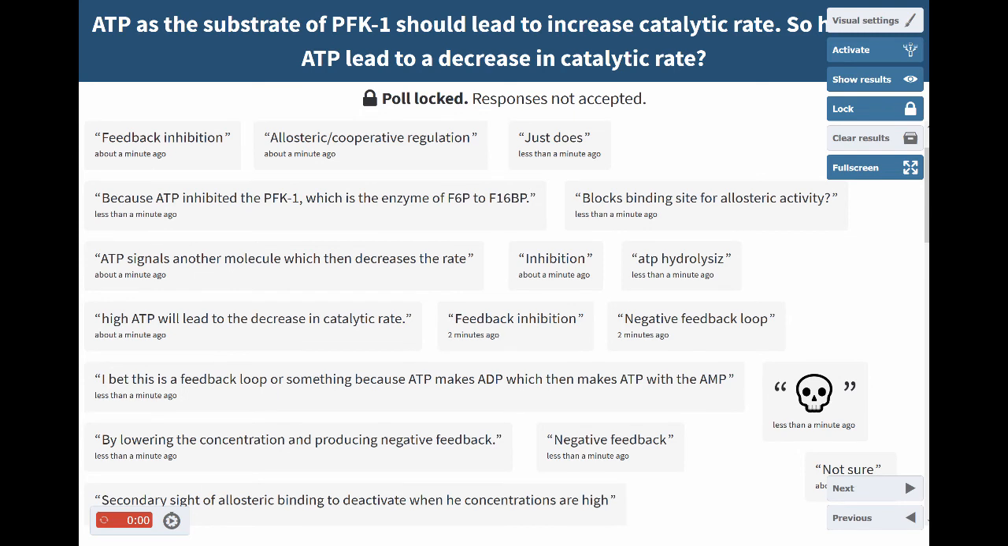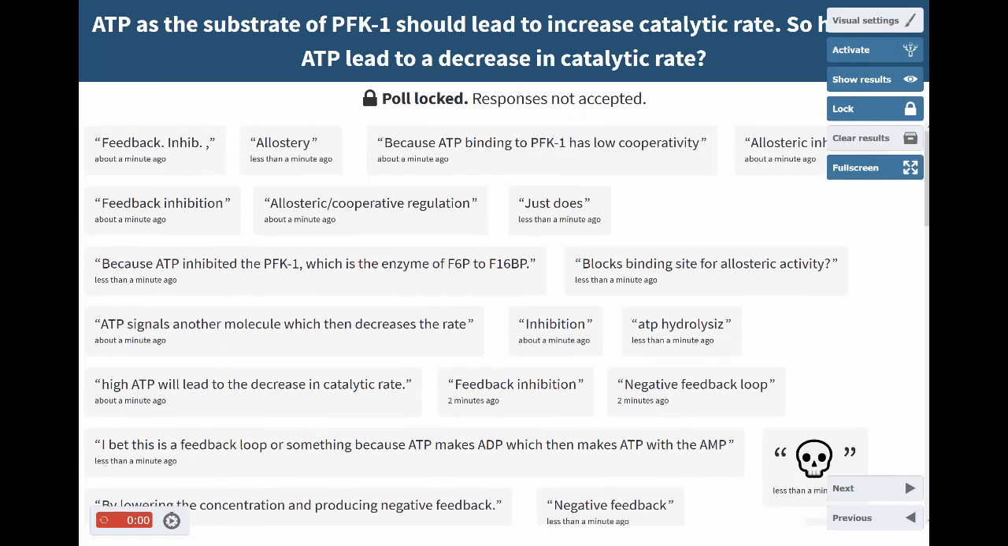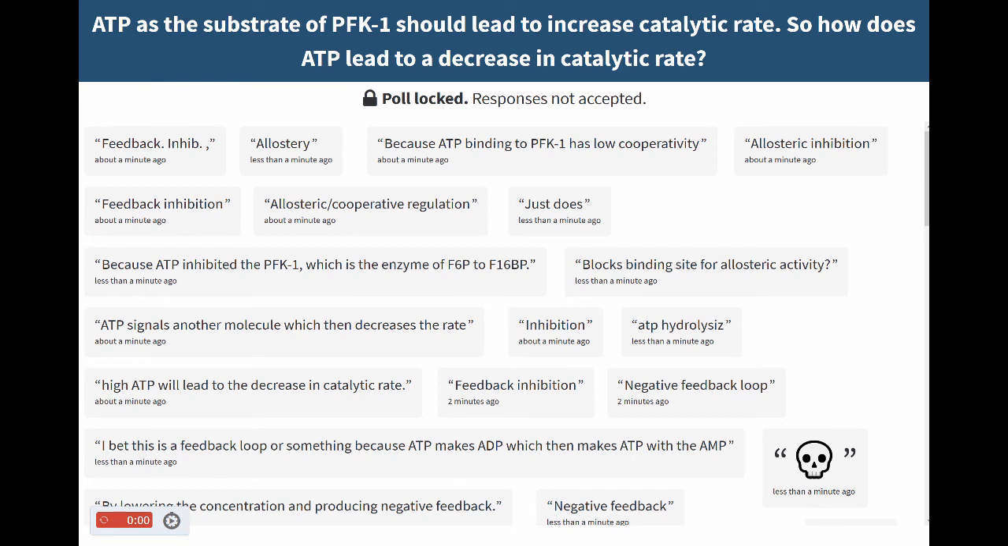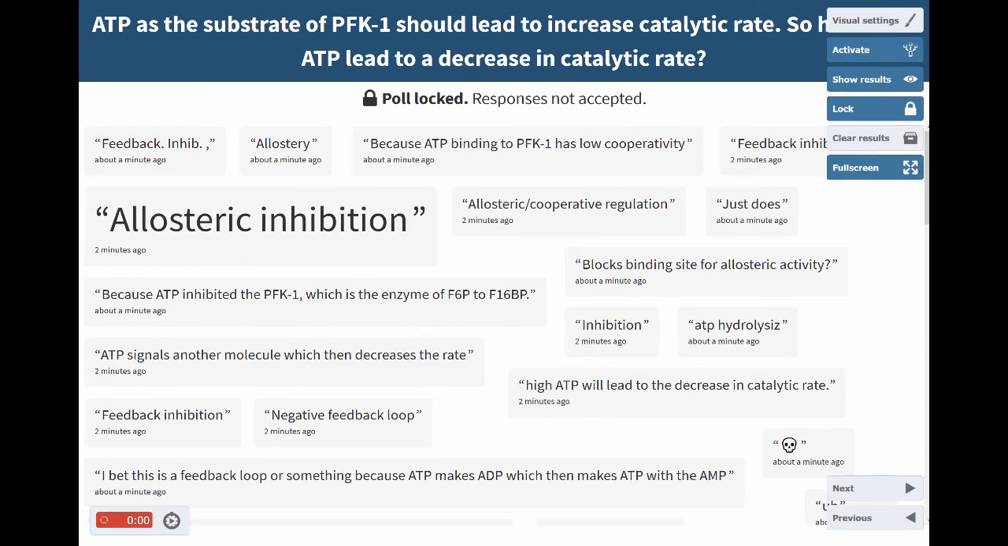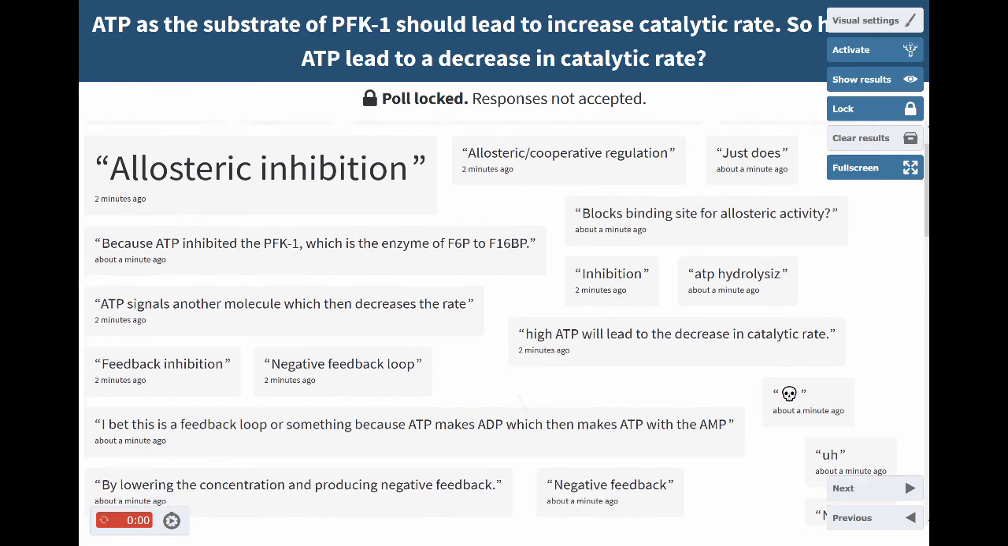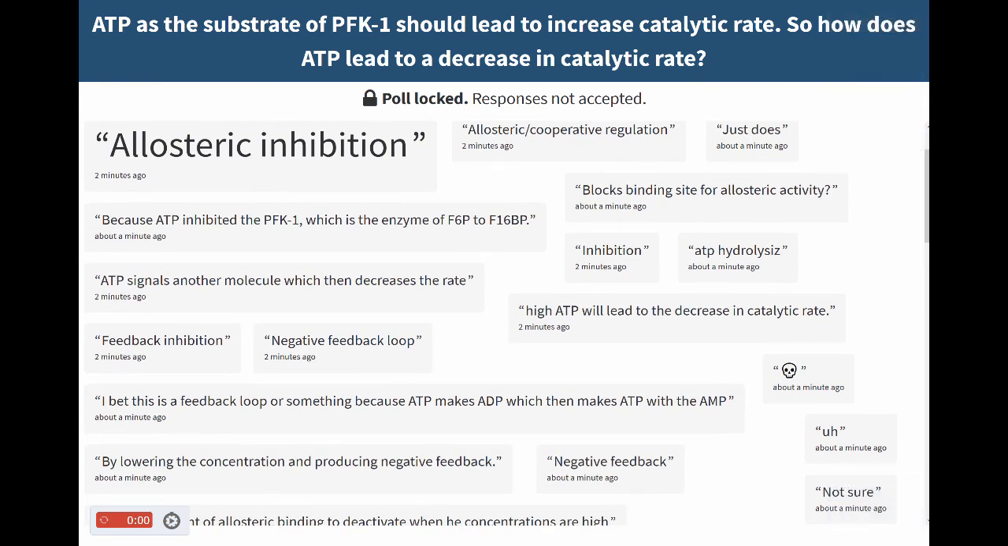Death. All right. By lowering the concentration and producing negative feedback, feedback inhibition. Negative feedback loop, okay. Blocks binding site for allosteric activity, okay. These are the 2 words that I would have used. Allosteric inhibition. Okay, that's what I was showing you on this graph. Like negative feedback loop, that's exactly what this is. But negative feedback loop by allosteric inhibition. Okay, this describes kind of a large process. How does that happen? Usually through allosteria, okay. Not sure that's an okay answer.